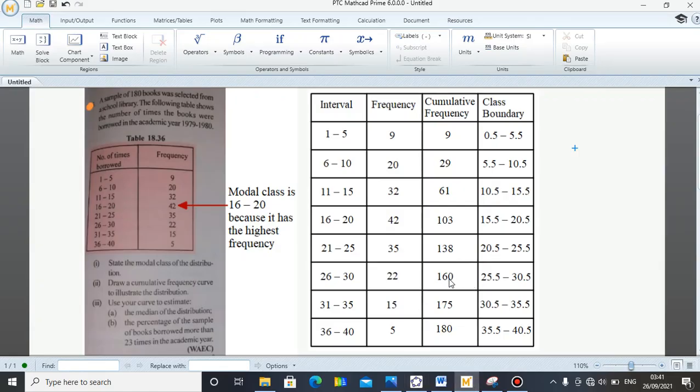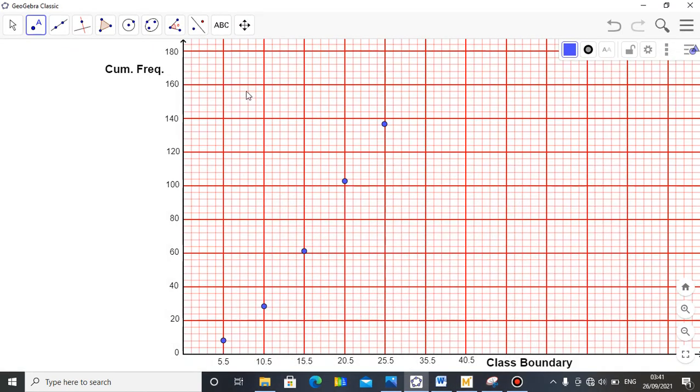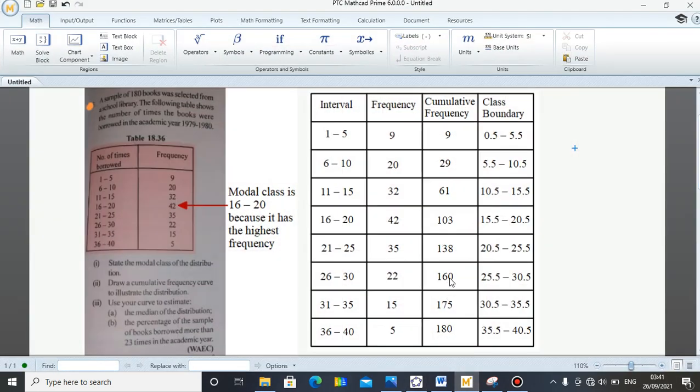Then 160 to 30. So let's look for 160. So this one should be easy to locate. 160 is here. Then 138 is this. Then let's move. Then after 160, the next one is 175.